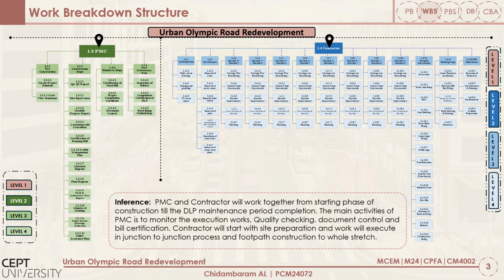In junction to junction, the tasks included are carriageway resurfacing, central median construction, on-street parking, bus bay construction, and junction improvements with finishing. This collaboration extends to detailed activities like footpath construction and maintenance during the defect liability period. Together, they ensure smooth progress and adherence to the project specifications.